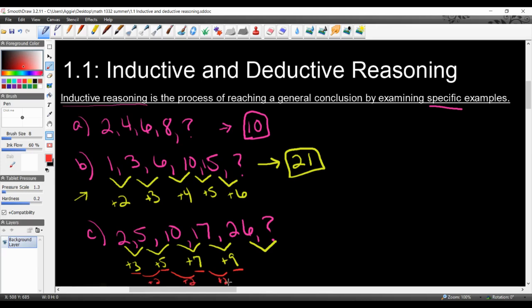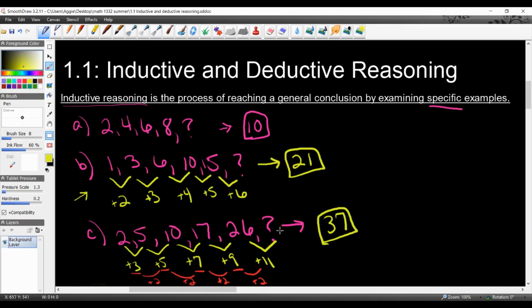It's kind of like a multi-layered pattern here. So the next one, if I were to go up by 2, would be 11. Which means that we're going to add 26 plus 11, and that would give us 37. So if you got 37, good for you. You got the correct answer, and you just used inductive reasoning.